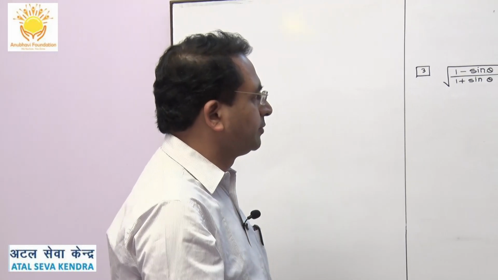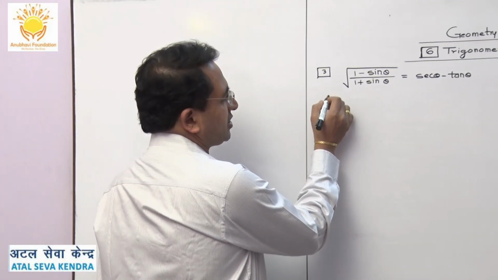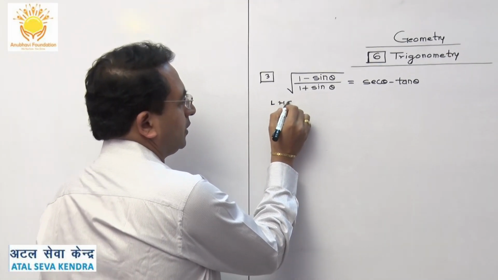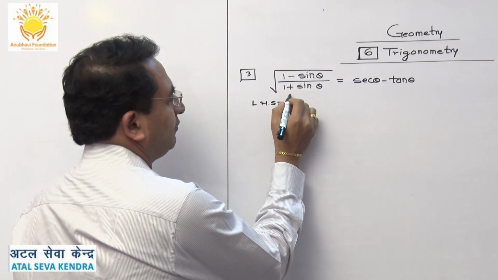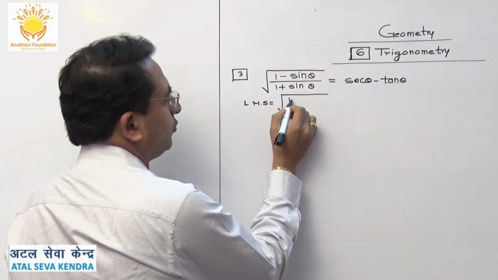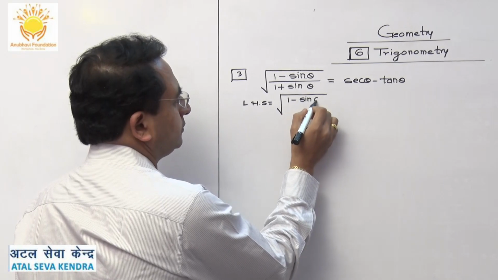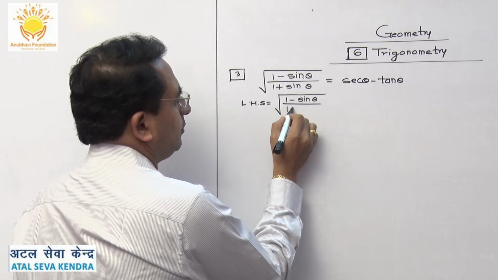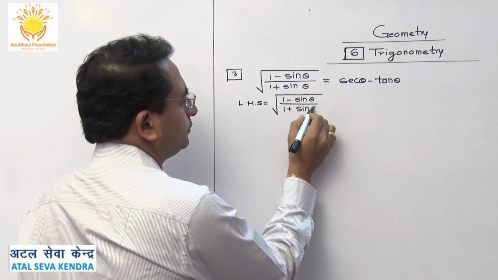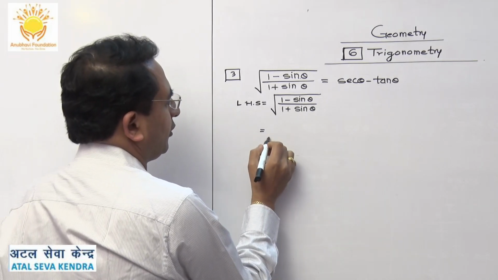We'll take the third sum now. LHS of that is square root of 1 minus sine of theta upon 1 plus sine of theta, which can be further written as.